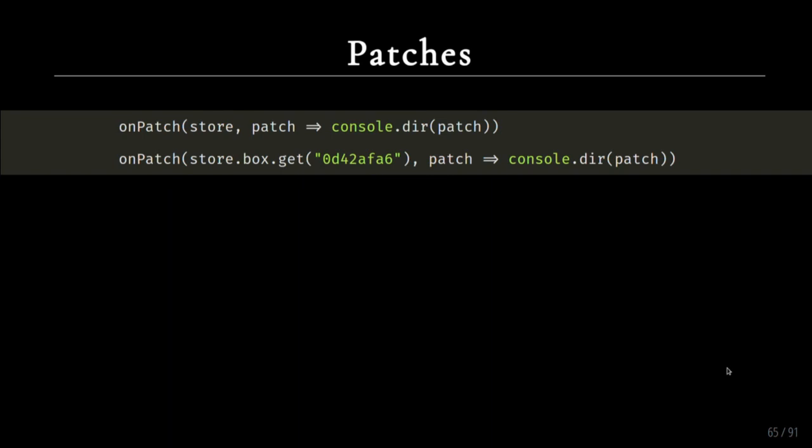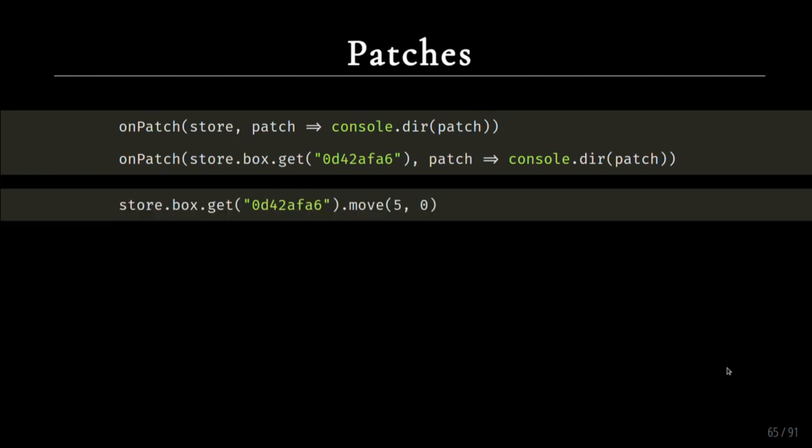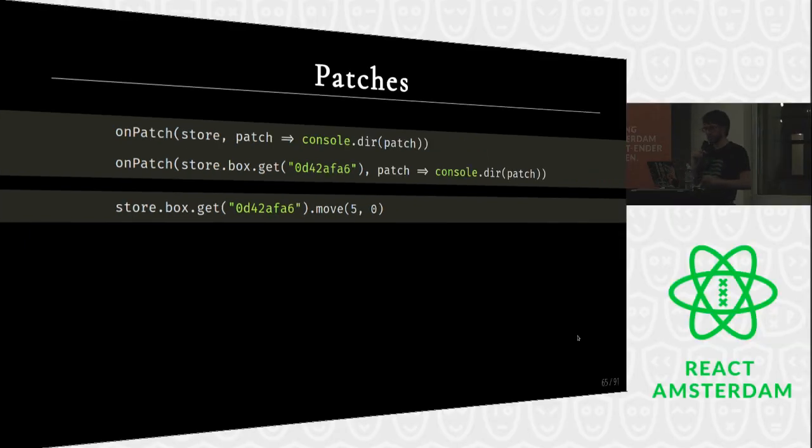And actually, a nice thing about MobX state tree, because it's a tree, is that it's a fractal structure. It's a tree consisting of trees consisting of trees. So what you could do is not just register a patch listener on the root of the tree, but attach a patch listener at any point in the tree. And then something very funny happens. I've now attached two listeners to the tree, one to the root and one to a specific box in the tree. And then I start moving that box.